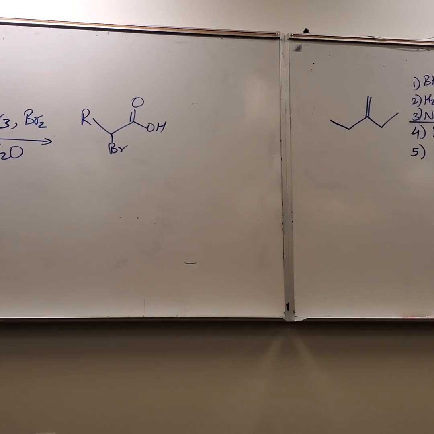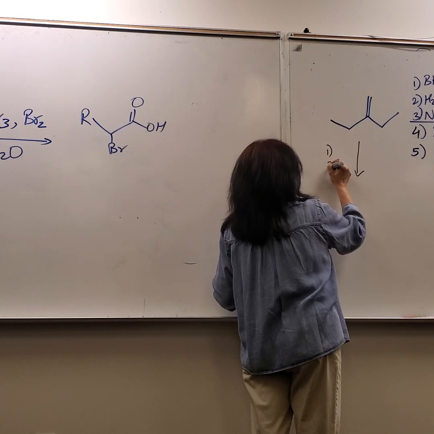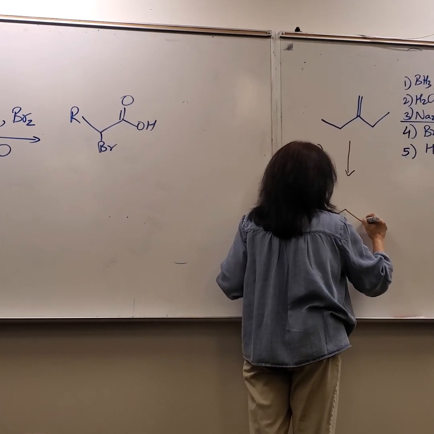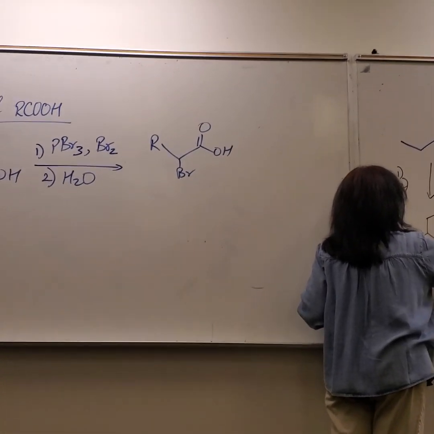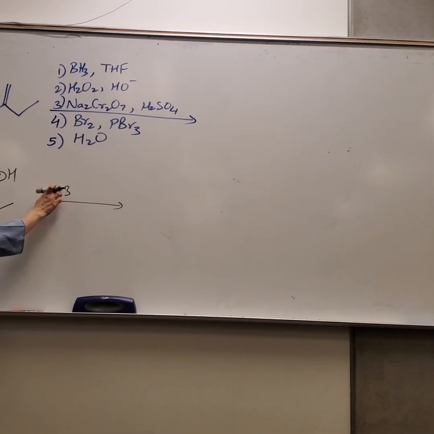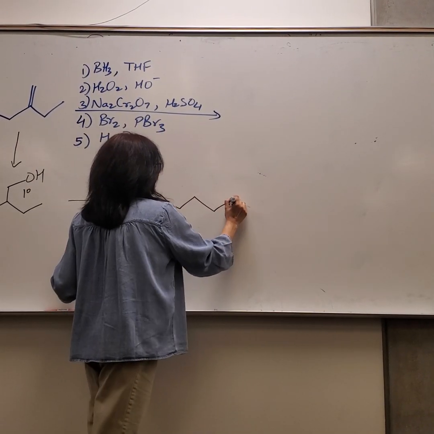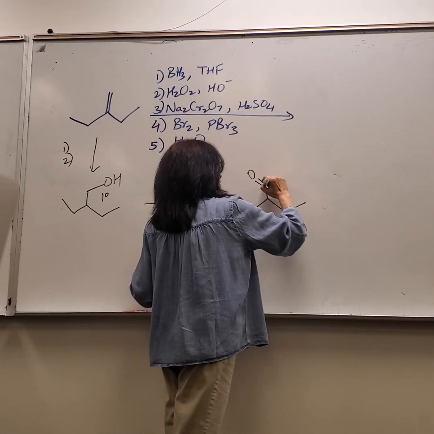So what's happening in step number 1? Steps 1 and 2 are turning it into a primary alcohol, because that's anti-Markovnikov. Is that right? Okay, step 3. What is the outcome of step 3? It's a primary alcohol, so it turns it into a carboxylic acid. Is that right, everybody? Okay, right.